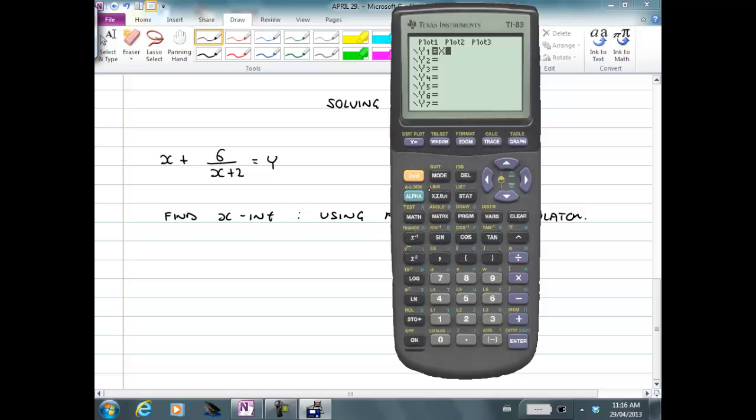I go x plus. Here's where I like to use brackets. I go brackets. Some people don't need brackets; every calculator is different. 6 divided by. Now I'm going to make sure I use brackets in the bottom part because I don't want anything to screw up. X plus 2, bracket, and I end bracket. I'm going to pause it, take a look up here, and see exactly what I have. Now hit graph.